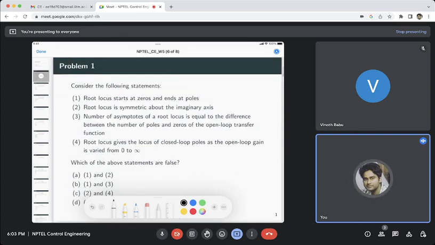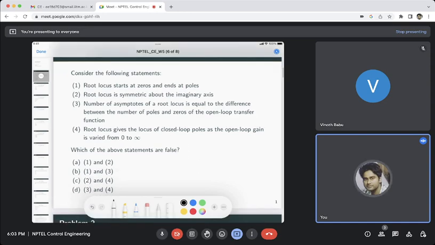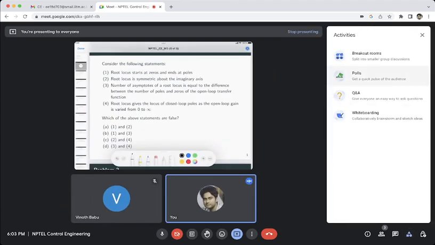First problem: some statements are given regarding the root locus, and you have to consider which statements are false. The first statement is that root locus starts from zero and ends at the pole. Second, it is symmetrical about the imaginary axis. Number of asymptotes of the root locus equals the difference between the number of poles and zeros. And root locus gives the locus of the closed loop poles if the open loop gain is varied from 0 to infinity. All are basic properties of root locus, so you have to see which statements are actually false. You can answer through the poll.